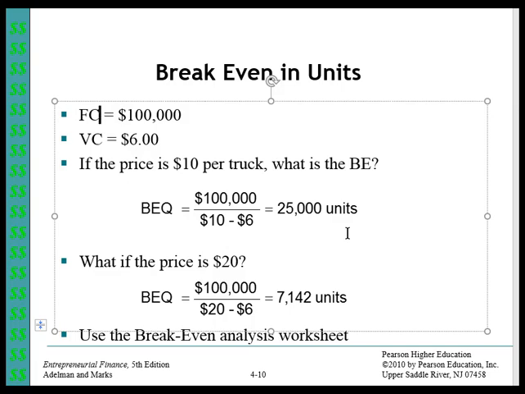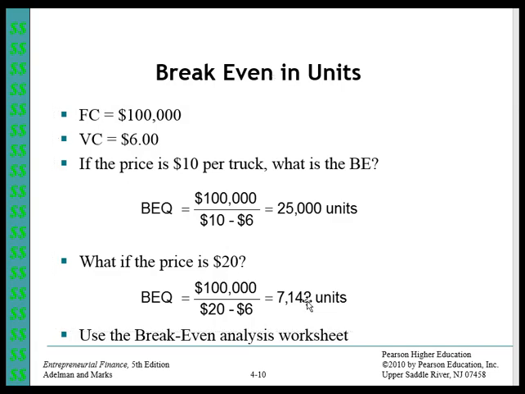So that means what? If we sell 25,000 units, and if you want to do the math, knock yourself out, but 25,000 units times $10 is revenue. 25,000 times $6 is the variable cost of the units. And then you have 100,000 as a fixed cost. If you calculate that out, you'll end up with zero profit. What if we could increase the sales price? If you increase the sales price, you will decrease the break-even quantity.